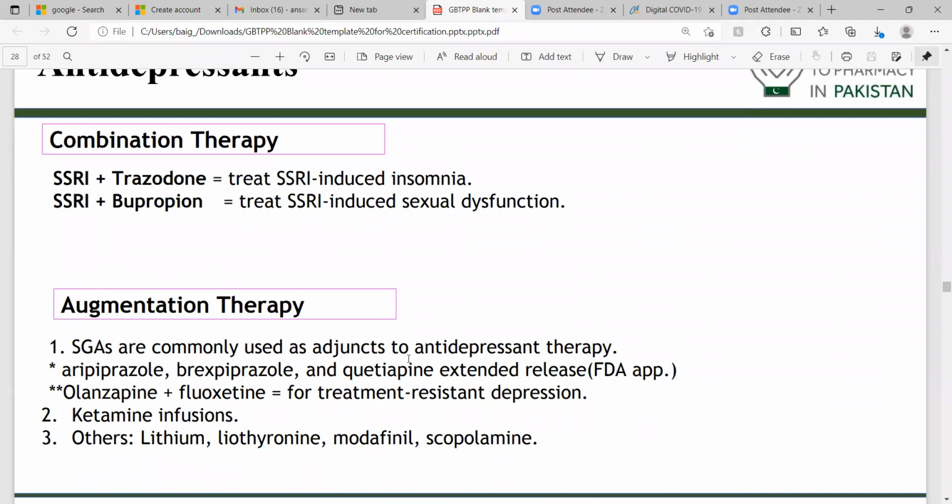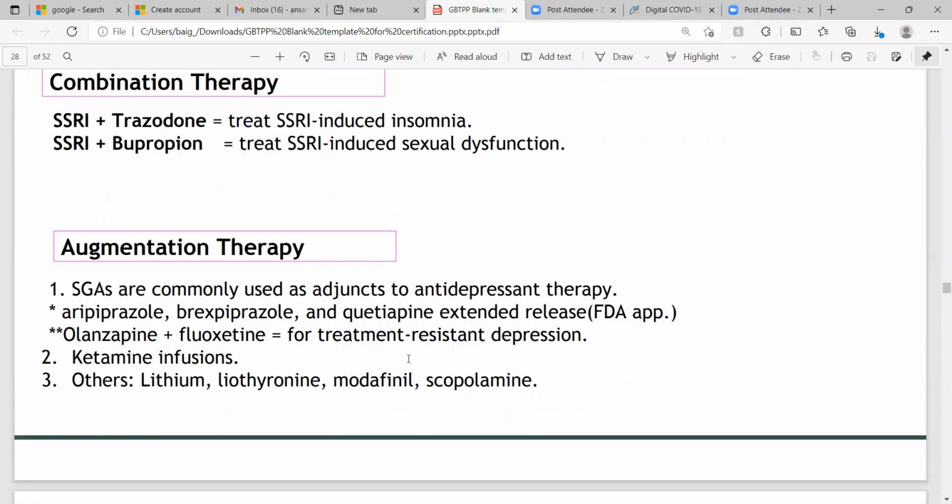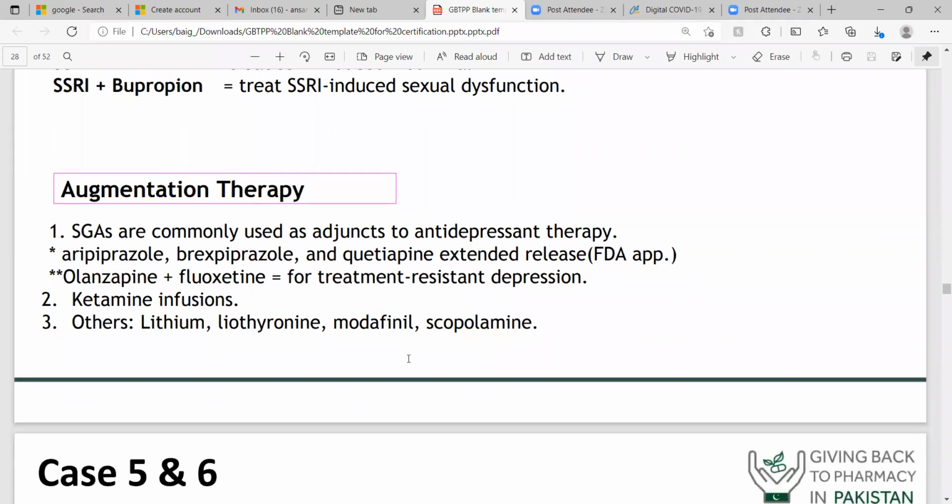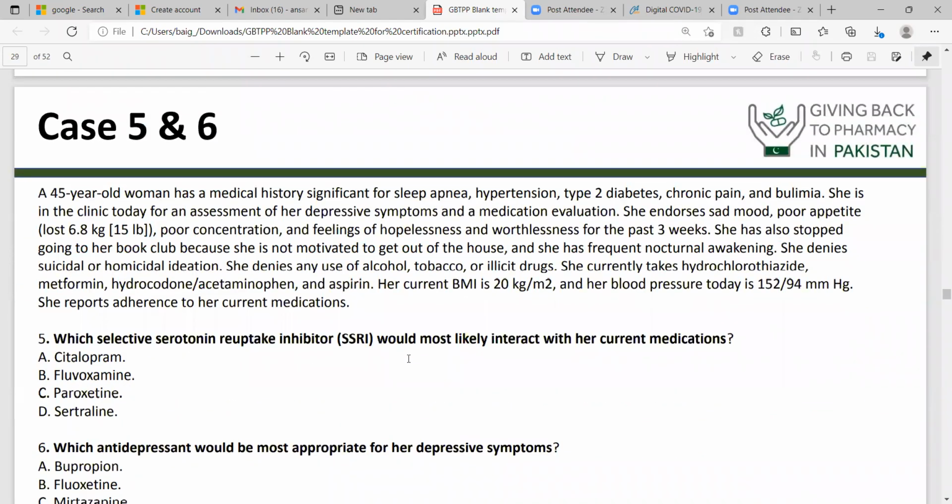Combination therapies, as I said, are very common in practice: SSRIs plus trazodone, SNRIs plus mirtazapine, SSRIs plus bupropion. And there are also therapies available like antipsychotics, sometimes used for depression. The most common one that is FDA approved is aripiprazole. You will see quetiapine mostly in practice, and the combination of olanzapine plus fluoxetine. Other treatment options available are lithium, modafinil, and scopolamine, but those are not very common, though you can see them.